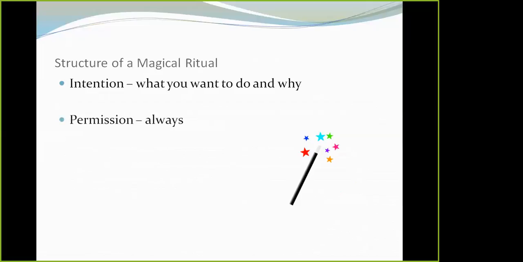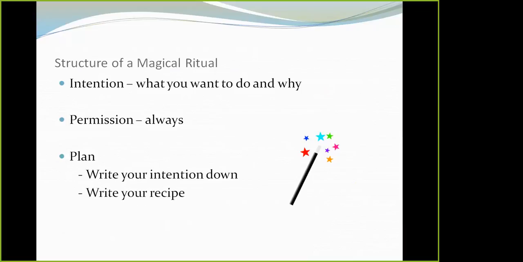You always need permission. That's a really big rule. You always need permission. We'll go into that a bit more in a minute. And you need to plan. It's not just saying, oh well, I'll throw it together and do it, because quite often if you do that, things don't work. You need to plan what you're going to do. Write your intention down and then write your recipe. So your plan is like a recipe. You write your method. So you've got your list of ingredients and how you're going to do it.